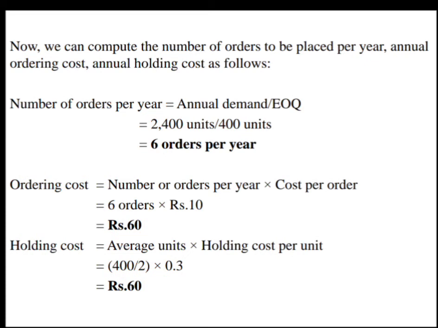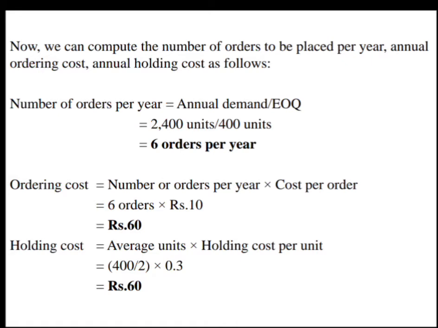Now we can compute the number of orders to be placed per year, that is, how many orders have to be made. The annual demand is 2400 units and the economic order quantity is 400 units. So we have to order 6 times per year. In a year there are 12 months, so after every 2 months a new order has to be placed. This is how we identify the reordering point, or the time at which an order has to be placed. Now we will calculate the ordering cost.